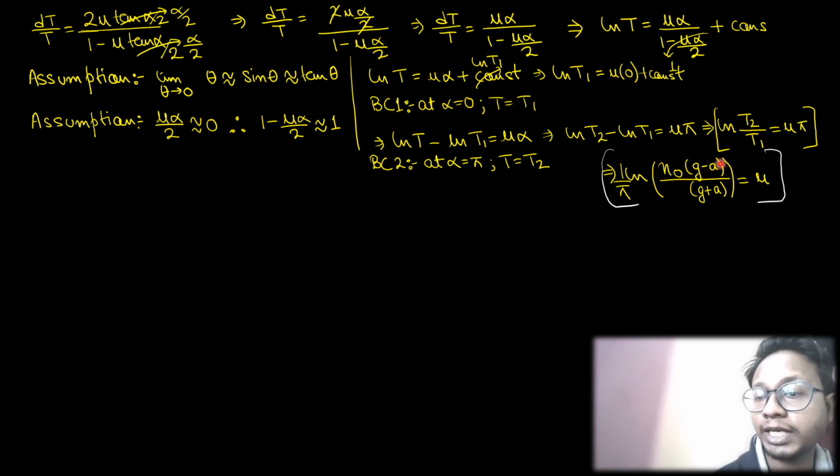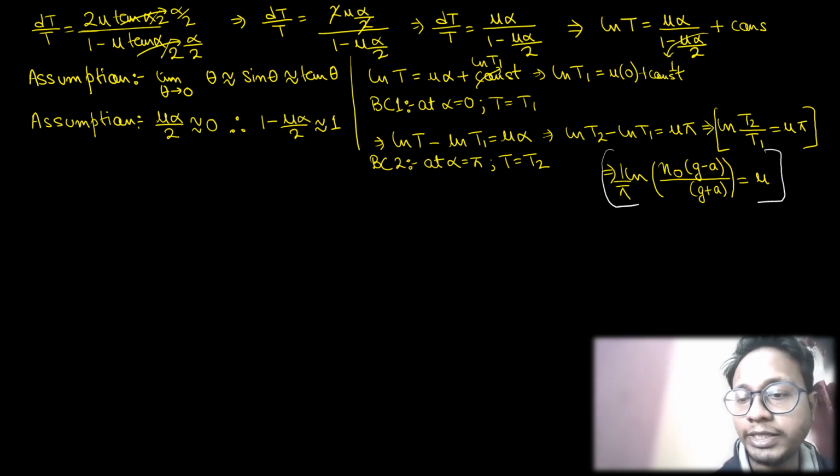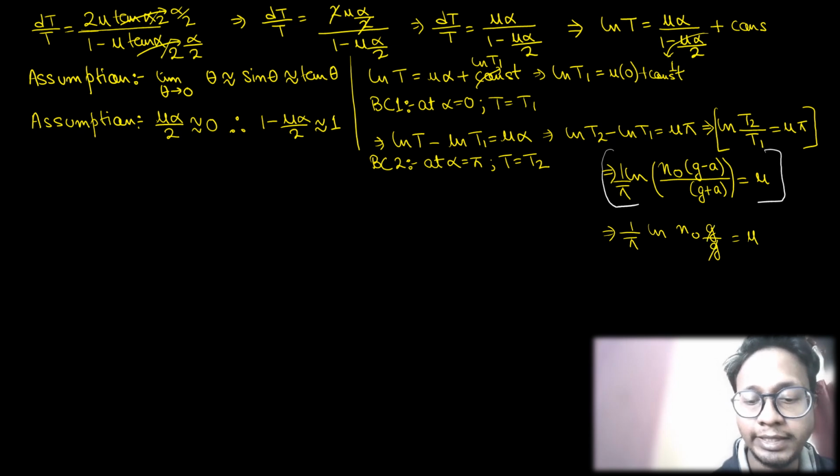See, the question was asking when the block just started accelerating. Okay, so when the block just started accelerating, A is nearly equals to 0. So our answer becomes 1 by pi ln n naught into (G minus 0) by (G plus 0). So G and G gets cancelled. So out here our answer is nothing but mu naught. This is the answer that is given.